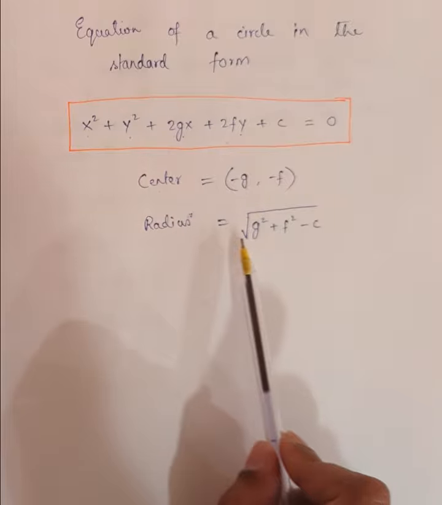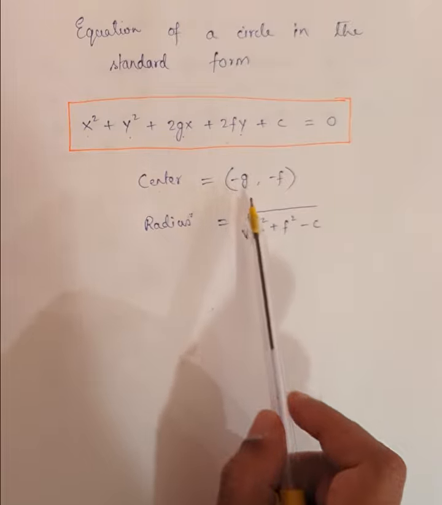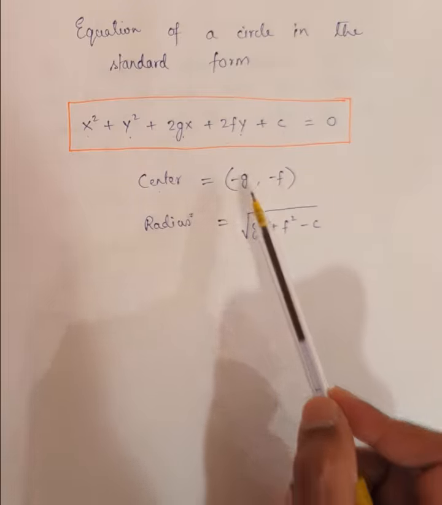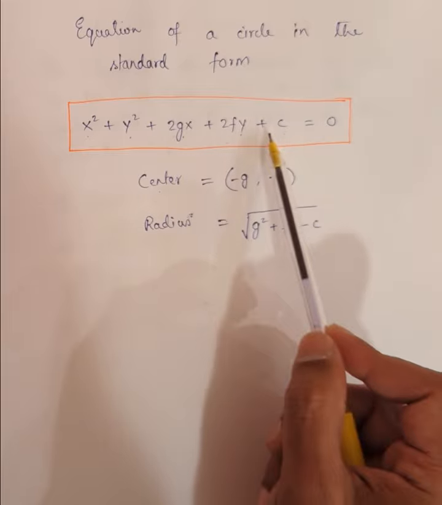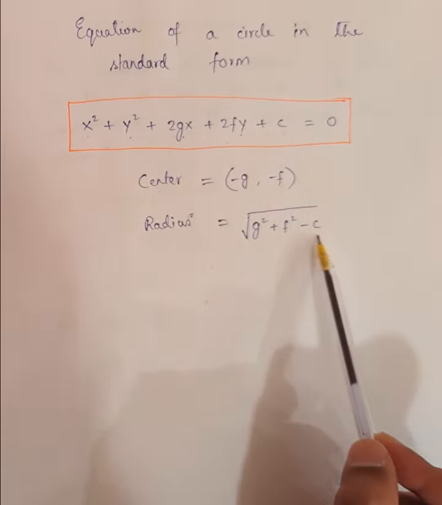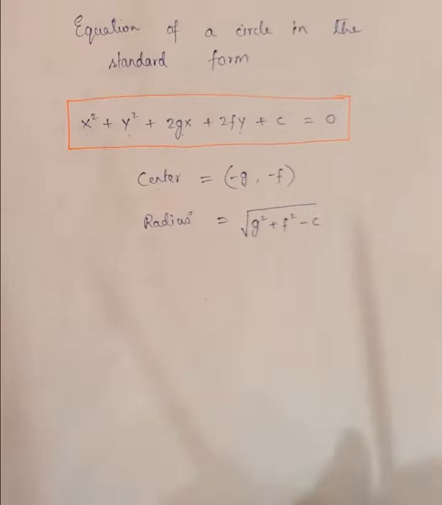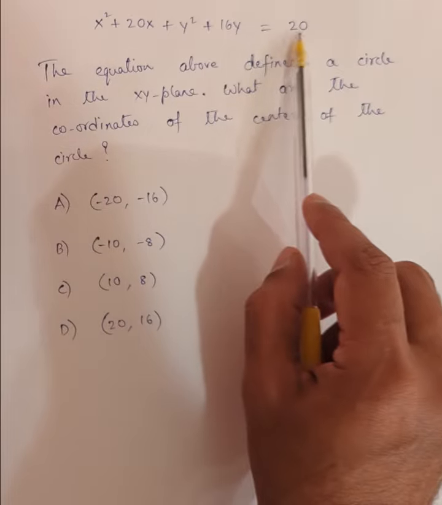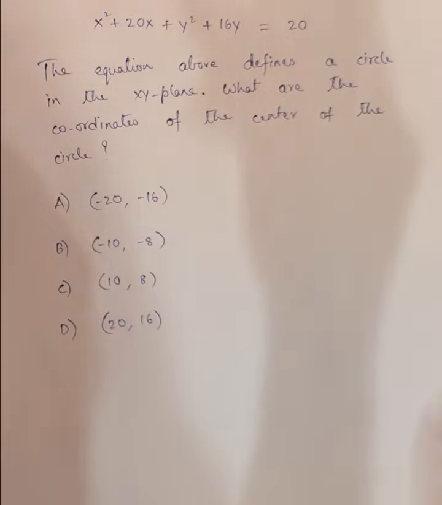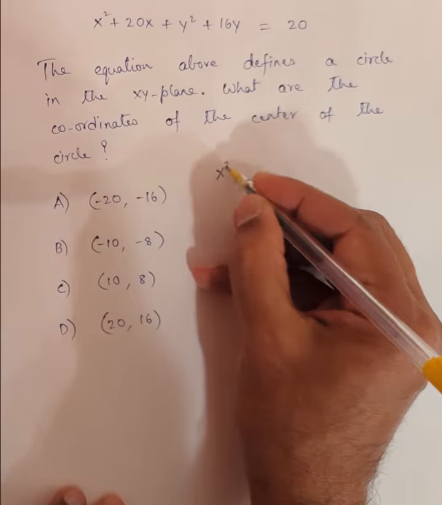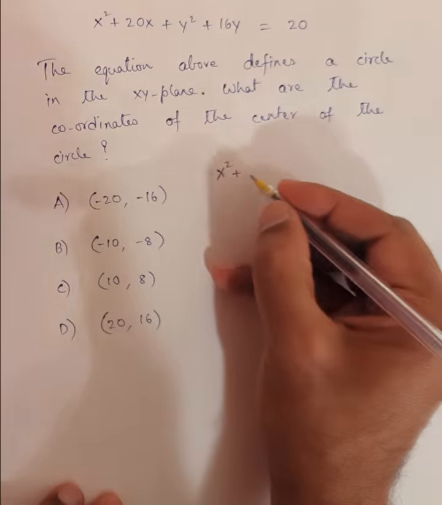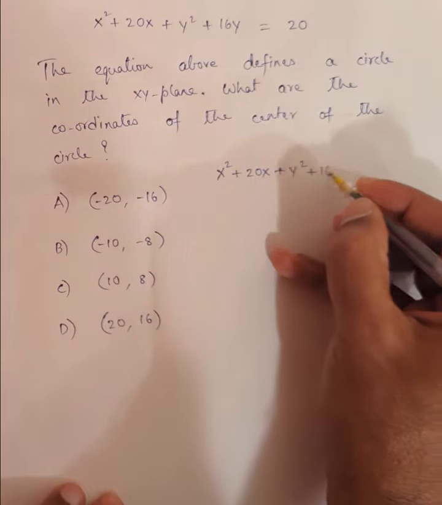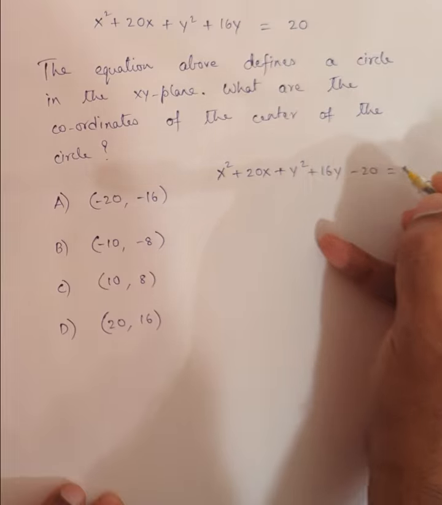And to get the radius, you have to take square root of g square plus f square. Or you can use the coordinates from the center and square them and add them and subtract c, subtract the constant term, and everything is under the square root. Now, this equation is not quite in the standard form because you don't have 0 on the right side. So let's rewrite this as x square plus, we don't have y square, but that's okay, 20x plus y square plus 16y minus 20 is equal to 0.